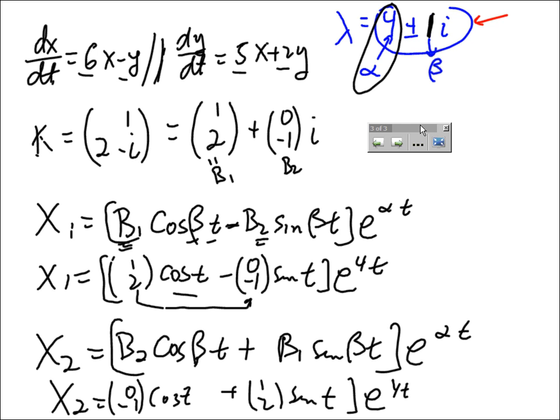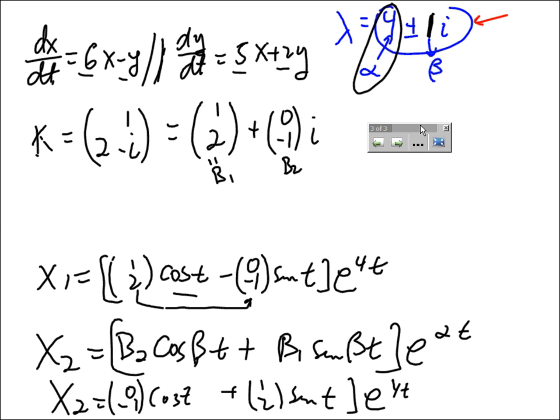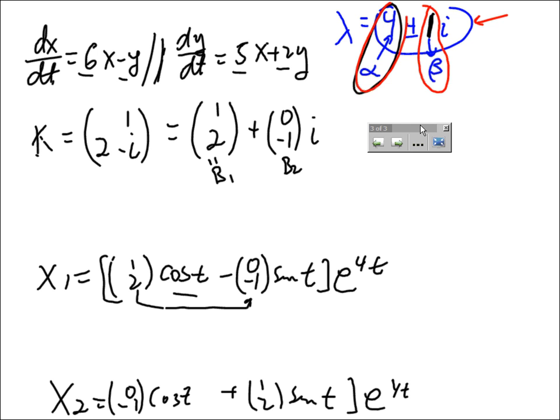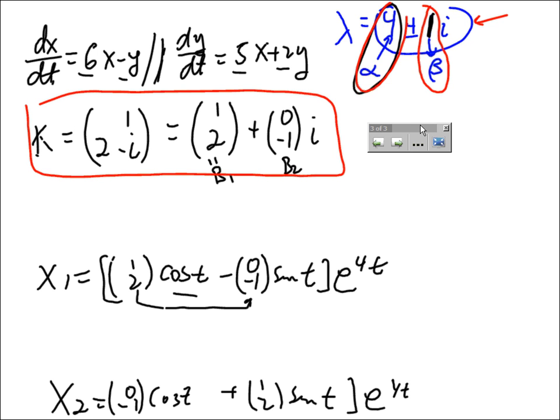So let me just get rid of this. So it's a recipe. Once you get the alpha and the beta, your whole job was to get lambda, so you know alpha and beta, and then define K. And separate K into the real part and imaginary part. The real part is b1, imaginary part is b2.